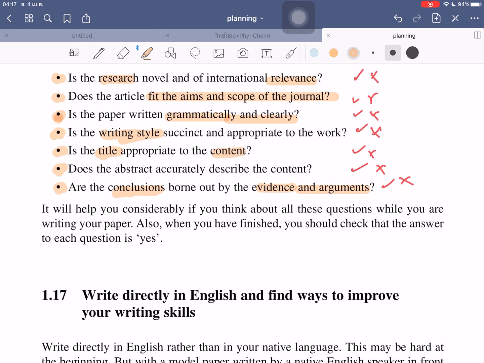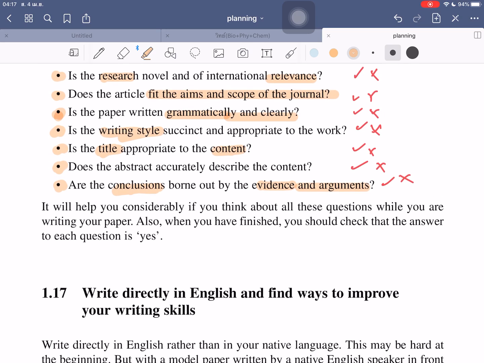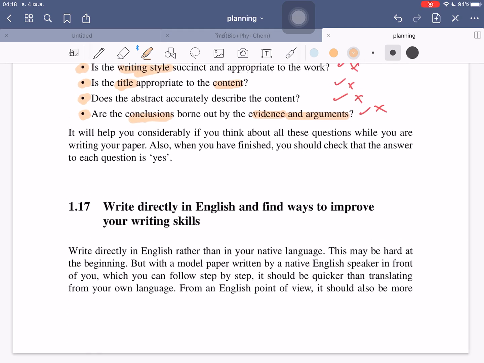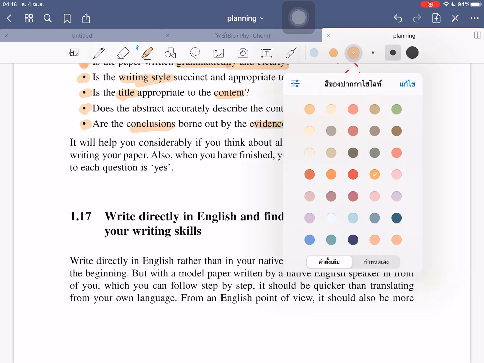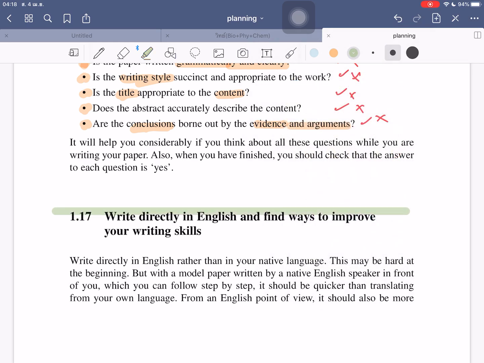So if most of it says yes, it means that your paper seems to be accepted. The last part is number 17. Write directly in English to find ways to improve your writing skill. We are Thai students. We are Asian students.